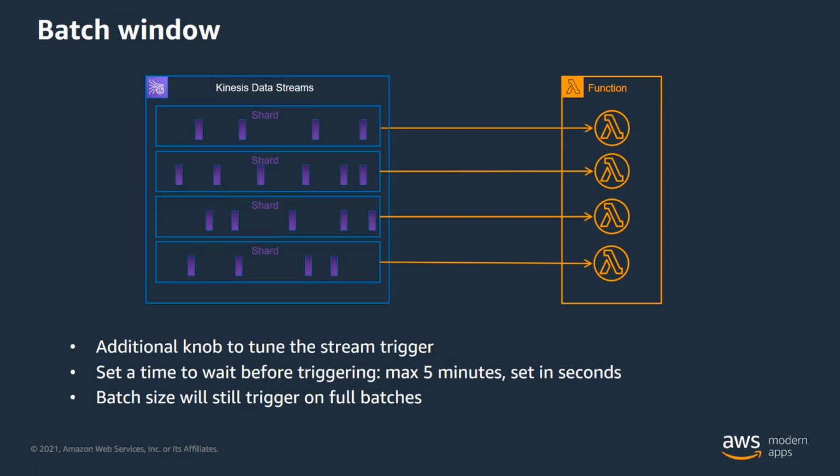Before invoking the function, Lambda continues to read records from the stream until it's gathered a full batch, or until the batch window expires. This is an additional knob to tune the streaming trigger. You can set a time to wait before triggering, up to 5 minutes, set in seconds. The batch size is still respected, and it will trigger on full batches before the batch window is up. This works for both Kinesis data streams and DynamoDB streams triggers.